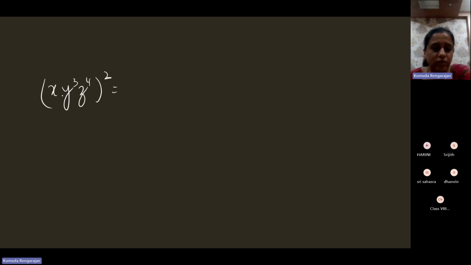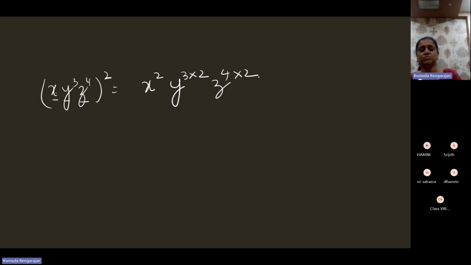the power 2 is for every member inside the bracket. So take up x, raise it to the power 2. Now write y. Y is already raised to the power 3, and this power 2 is also applicable for that. So multiply the powers. Z to the power 4, apply this 2 also for z. There's already this power 4, so multiply the powers, 4 into 2. So it will be x squared, y to the power 6, z to the power 8. Same answer you will get.